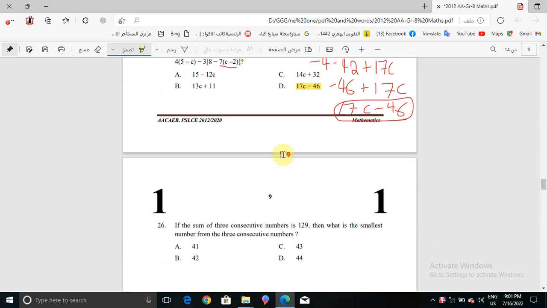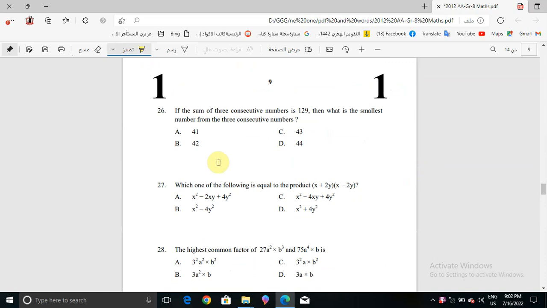Okay, now in question number 26, if the sum of 3 consecutive numbers is 129, then what is the smallest number of the 3 consecutive numbers? Now what we will do here, we'll write x plus (x plus 1) plus (x plus 2) is equal to 129. Why will we write this? Because he said 3 consecutive numbers, that means x, x plus 1, and x plus 2.